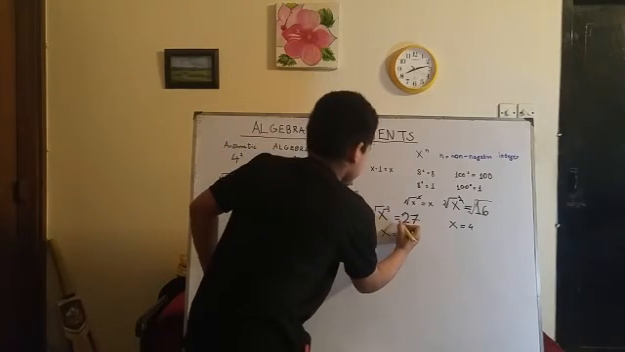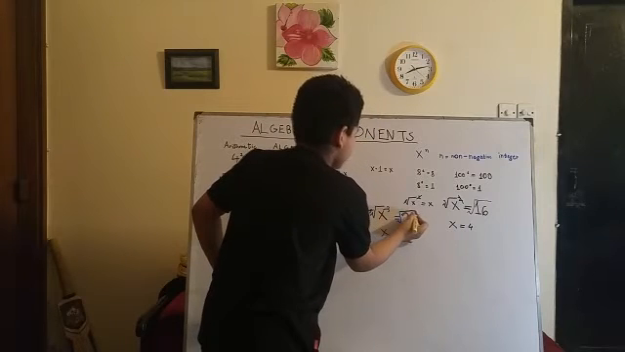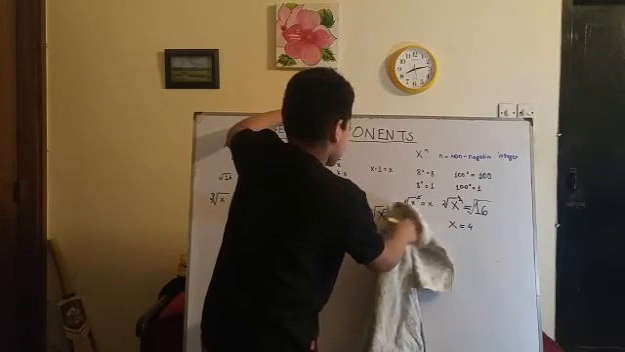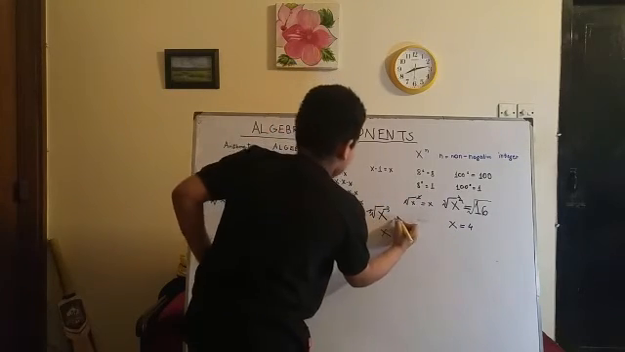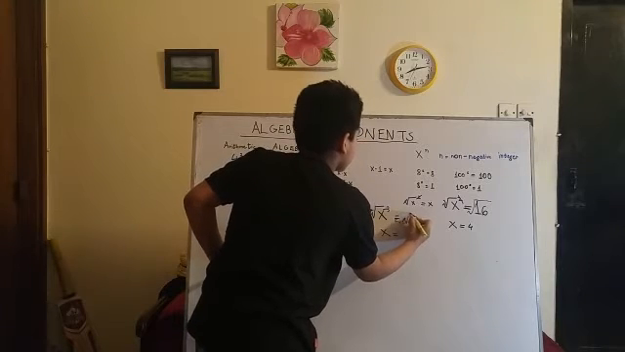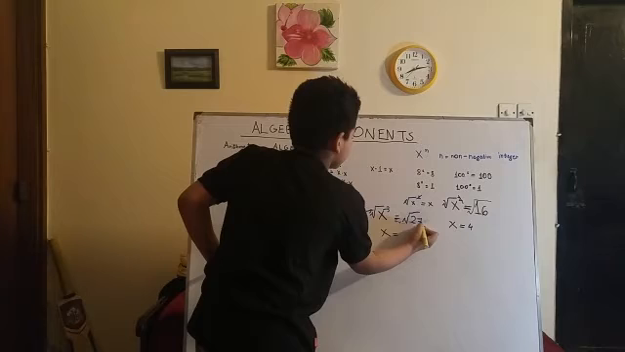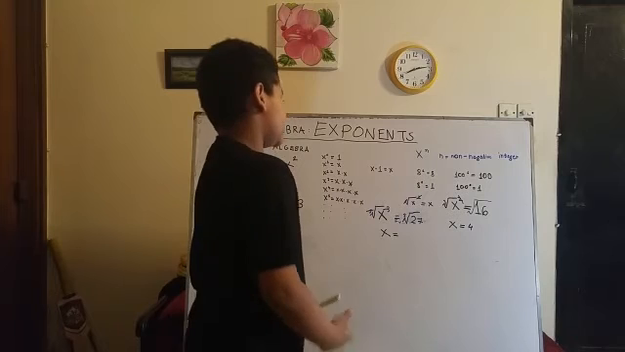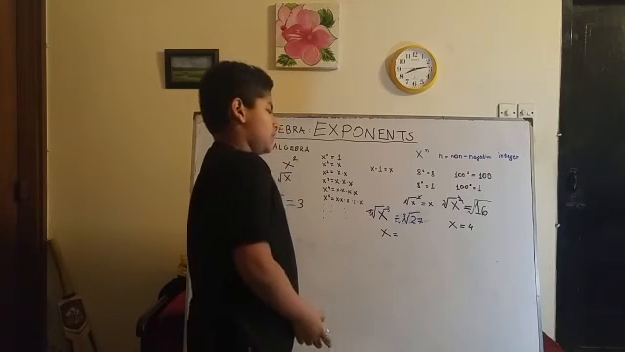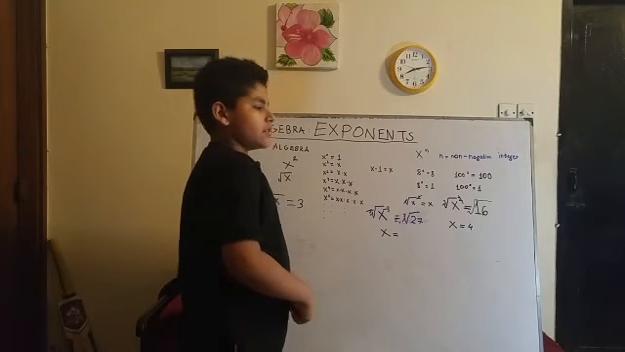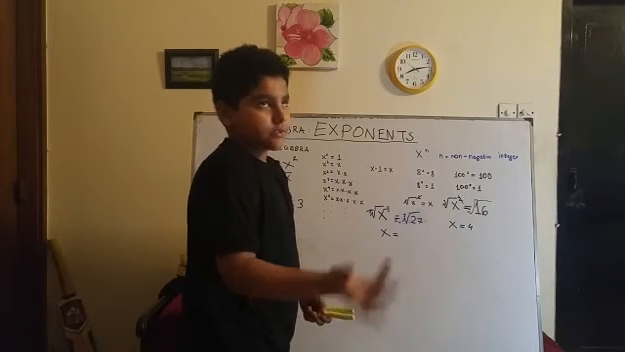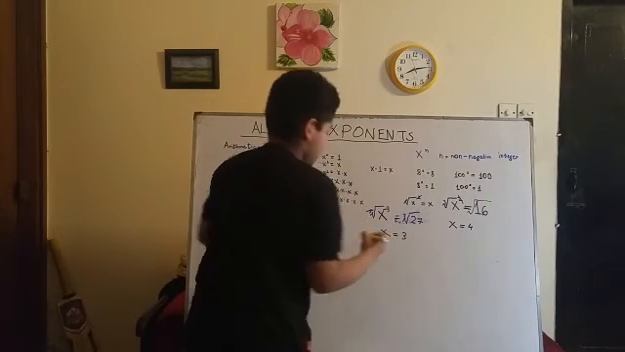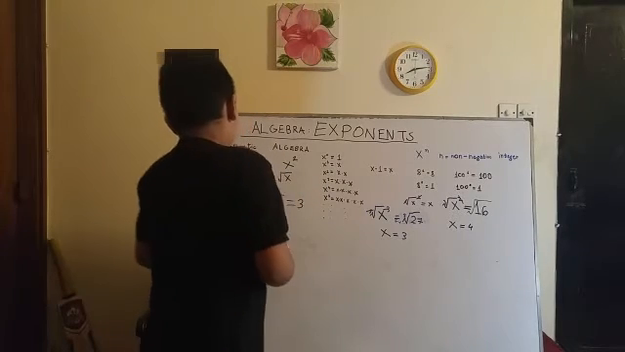Actually, let me erase this and write it like this. There it is. Okay, so the cube root of 27 is harder. You can use a calculator if you want. I already got it memorized. 3 times 3 equals 9. 9 times 3 equals 27. So the cube root of 27 is 3. The equation is solved.